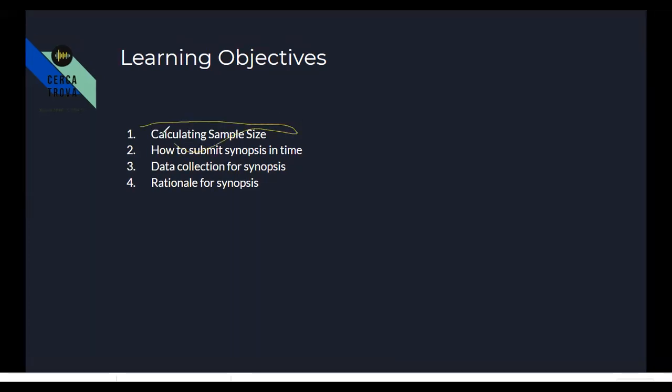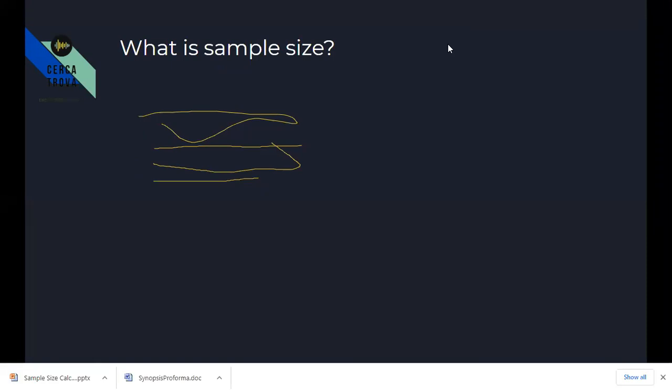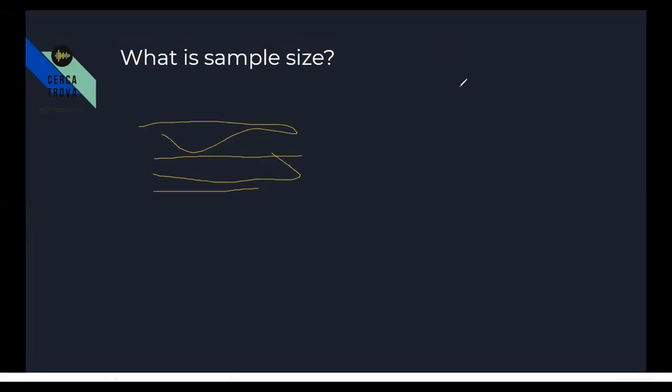sample size calculation. Secondly, we will be discussing briefly how to submit your synopsis in time, the tips and tricks, and what data collection is necessary for synopsis. And last but not least, we will be discussing the rationale for synopsis, but this talk will be primarily focusing on sample size calculation because a lot of people have asked me about this, and not many people know how to calculate sample size. It's very easy. So now we will be starting with the discussion about calculation of sample size.